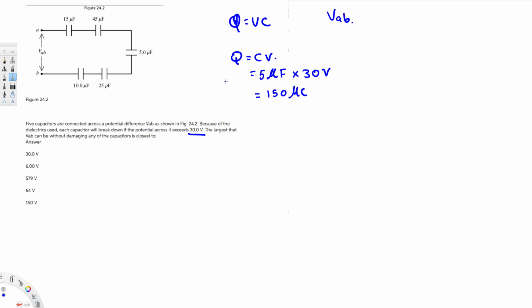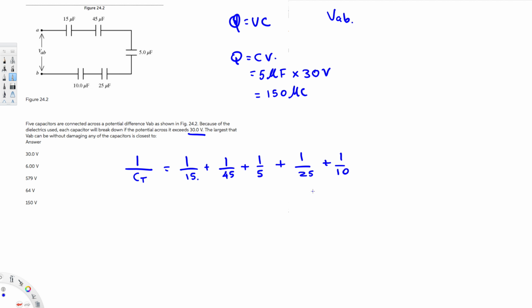Now we have to find the total capacitance. For a series, we have to add like this: 1 over CT is equal to 1 over 15, 1 over 45, plus 1 over 5, plus 1 over 25, 1 over 10. For capacitors in series, it goes like this. For resistors in series, we just simply add them directly. That's the difference between capacitance and resistance.